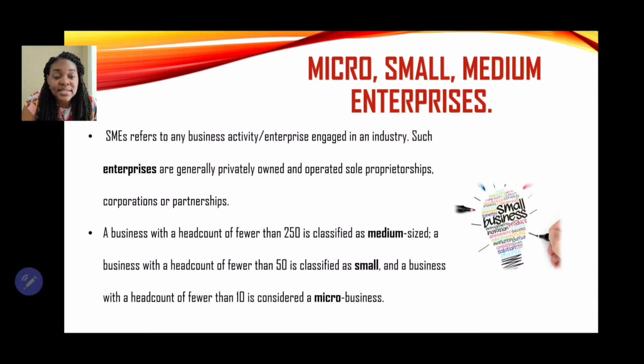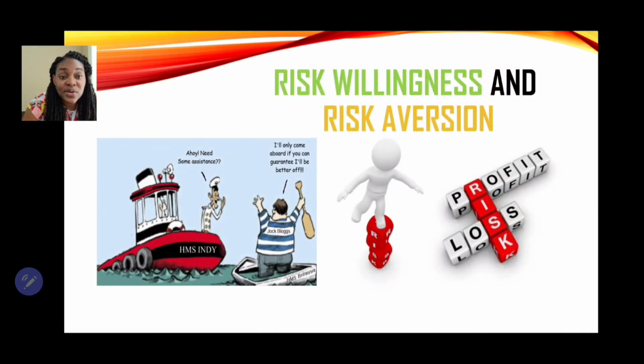Now, a business that is considered a small, medium-sized business has what? 250 persons. A small business has 50, and a micro has fewer than 10. So the medium enterprises have fewer than 250. The small enterprises have a head count of fewer than 50. And the micro businesses have a head count of fewer than 10, right? Those are considered micro. Now, let us look at risk willingness and risk aversion.